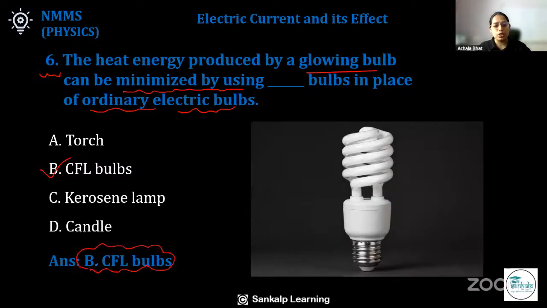CFL full form is compact fluorescent lamp. A, torch, wrong. C, kerosene lamp, wrong. D, candle, wrong. These three are not bulbs. CFL bulb is the correct answer.